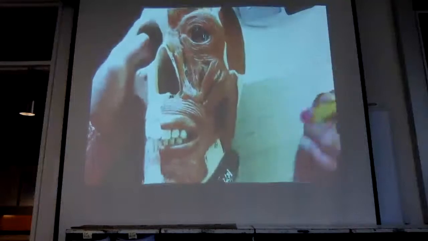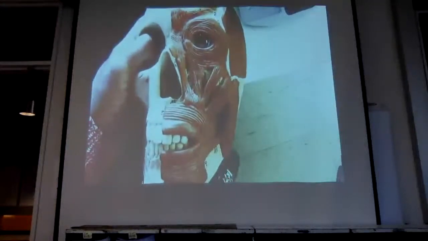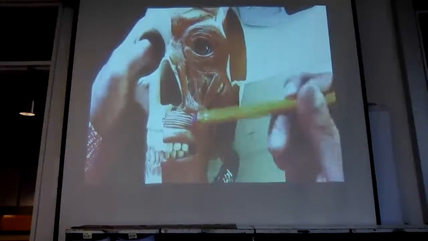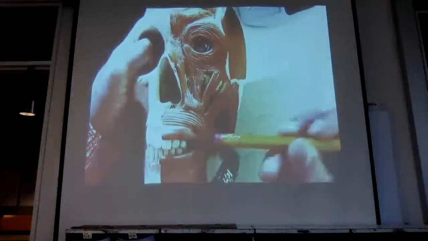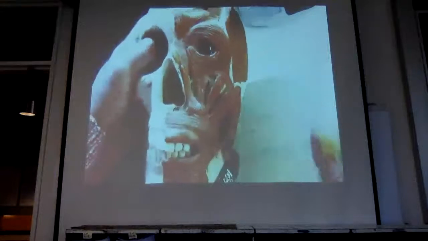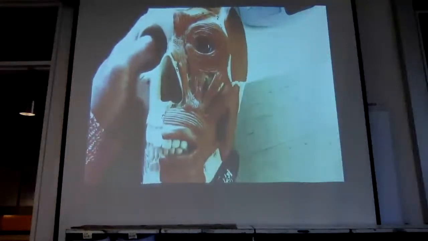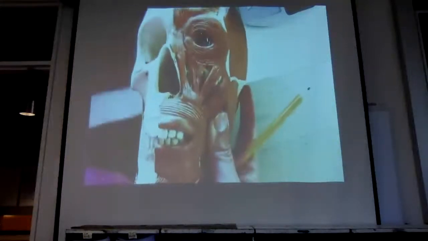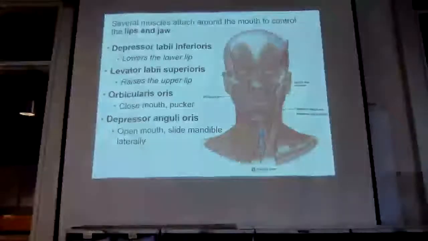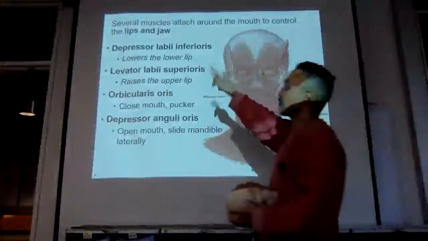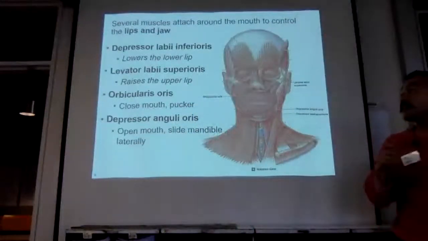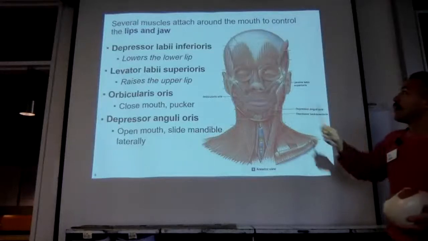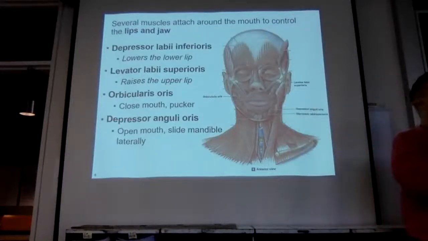The term for lifting is levator, like elevate. Levator. What's the term for lip? Labii. And the term for upper lip is labii superioris. So this is the levator labii superioris. Raises the upper lip. Levator labii superioris. So that's this one right here.